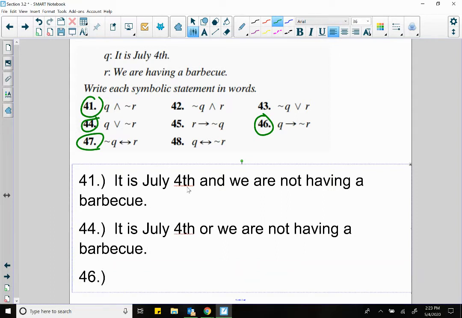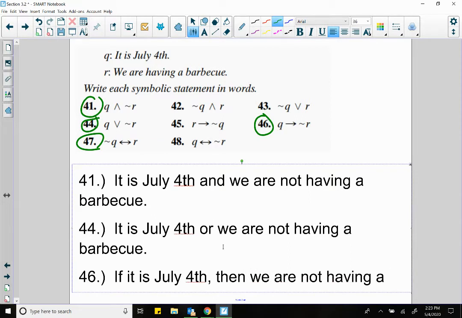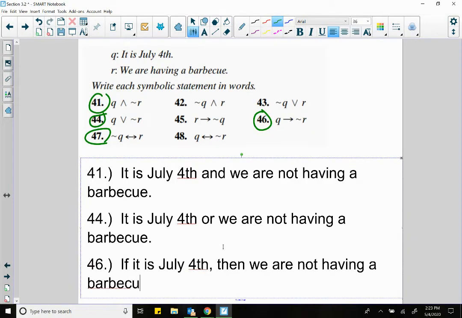46. I see that arrow, so that means I got to start with an if, and then we're going to do Q, then negate R. So if it is July 4th, then we are not having a barbecue.